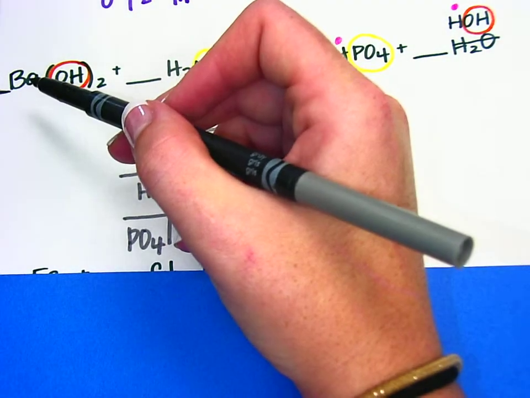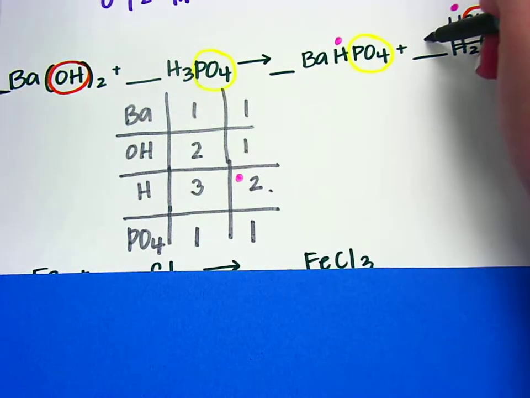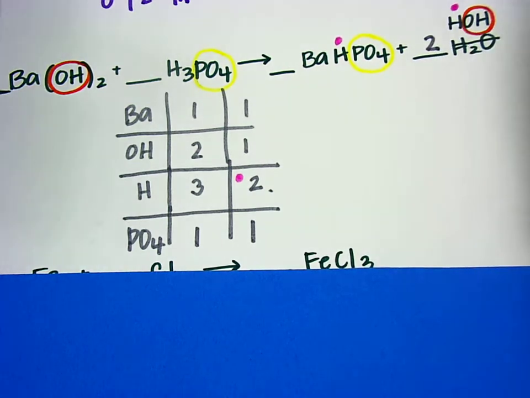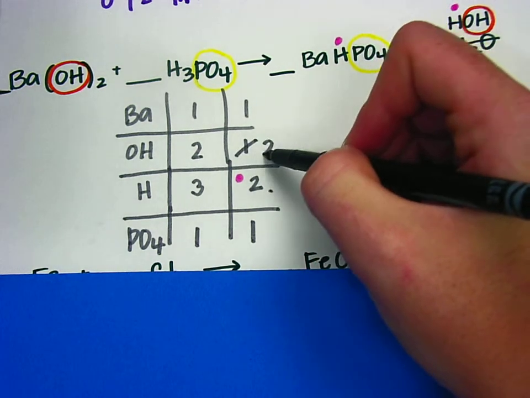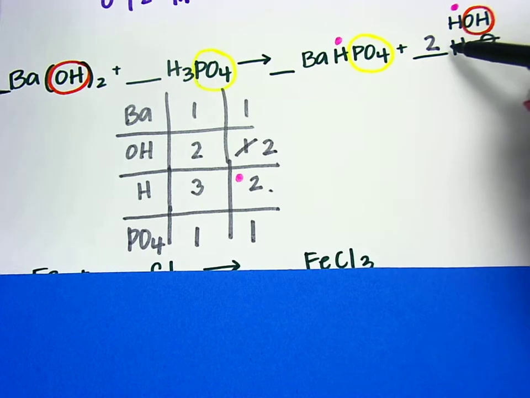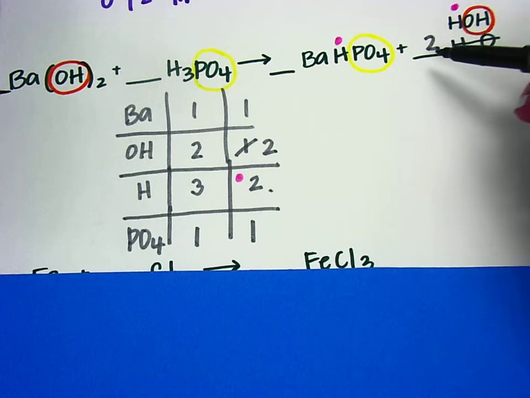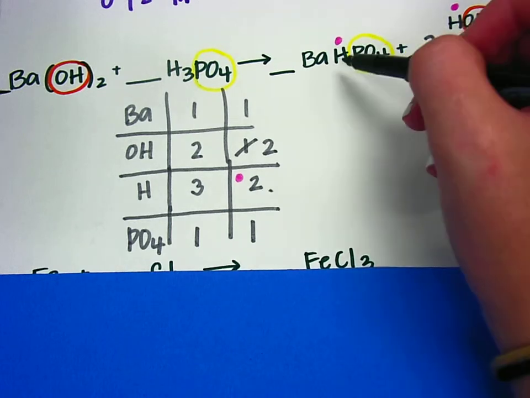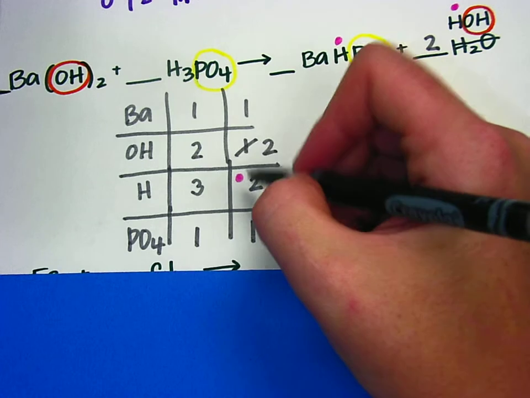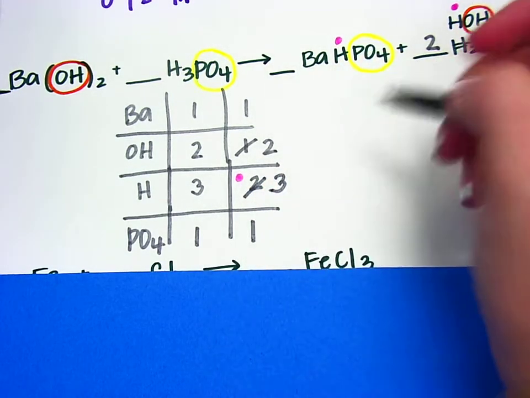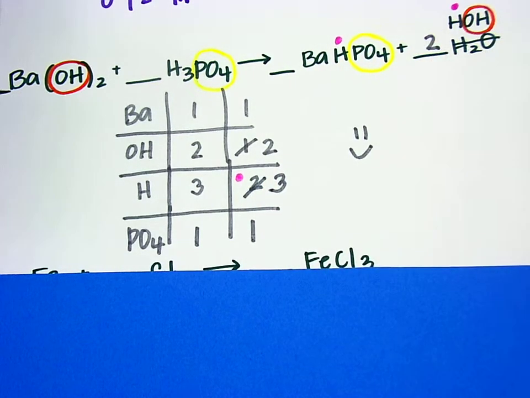I have 2 on the left, which means over here I will need 2 on the right. So I'll cross this off and I'll update all my atom counts. That 2 will go to the OH, but also to the hydrogen. So right now I have 2 hydrogens right here, plus the 1 right there, which gives me 3, which means that this equation is happy and balanced.